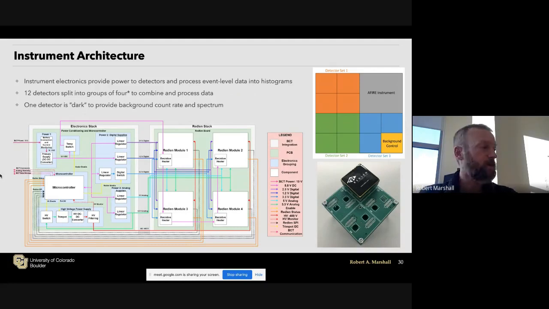And so that'll give us a baseline background, which we can then subtract from each of the other detectors. I'm not going to show you details, but we've done some of the modeling to show how this will work, and that background can be effectively subtracted, and we get a very nice signal-to-noise ratio then from the rest of the detectors. So effectively, we really only have 11 detectors from the point of view of counting photons.